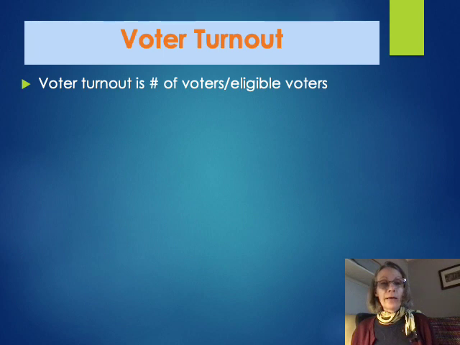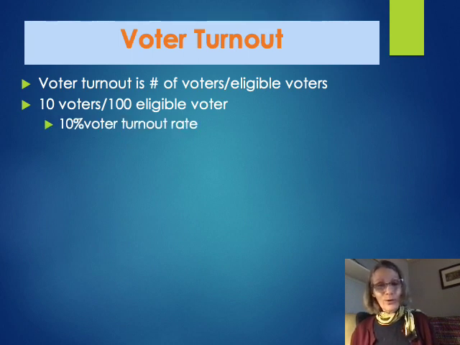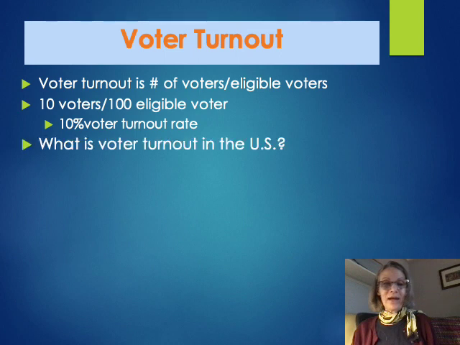Well, voter turnout is the number of people who vote divided by the number of people who are eligible to vote. So for example, let's say you lived in a really small town and there were 100 eligible voters, and of those 100 eligible voters, 10 came out to vote. That would be a pretty low voter turnout rate of 10%. In other words, 1 out of every 10 voters voted in an election.